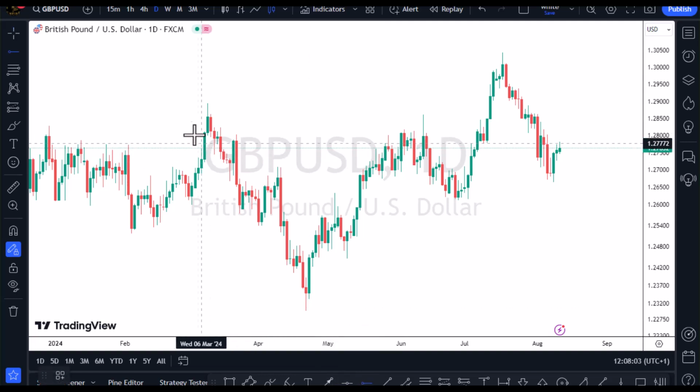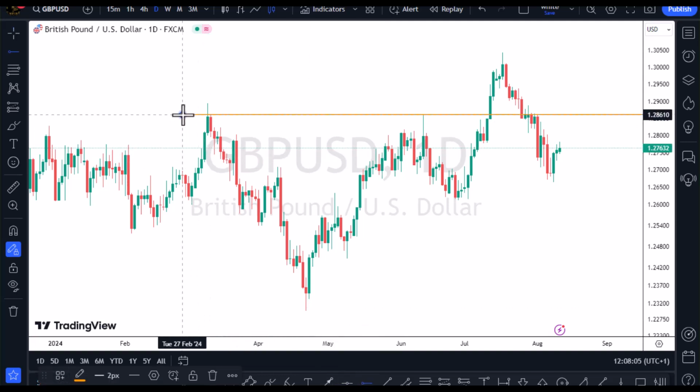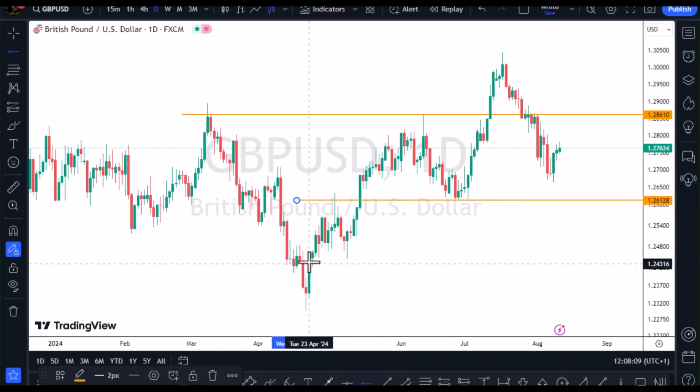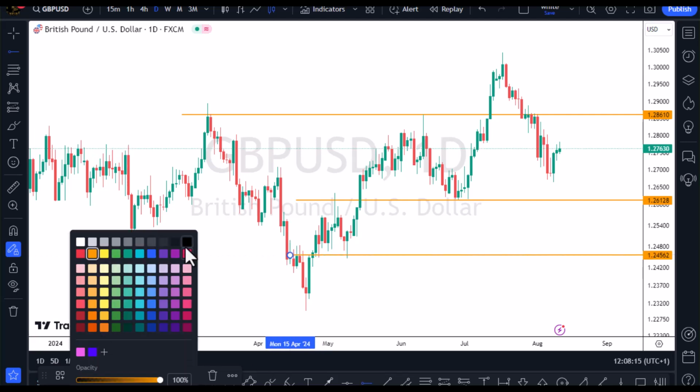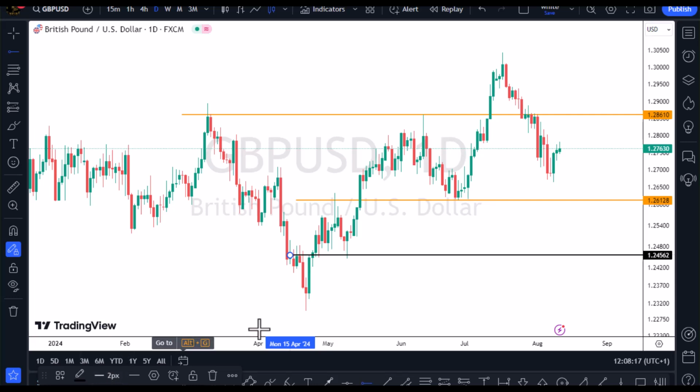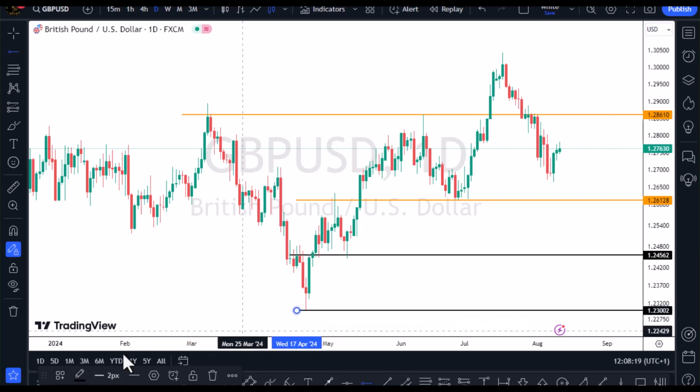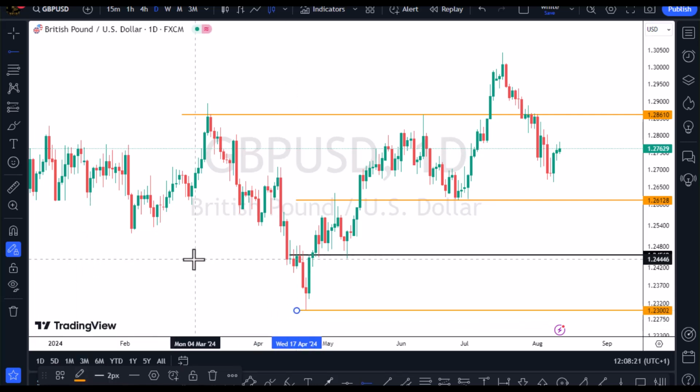So I mark this level right here as a resistance structure, and I mark this level right here as a support structure, and then this level right here as a minor structure. We can make this level a black color as a minor structure, and then the next level right here as a major turning point. We can make that one a golden line.